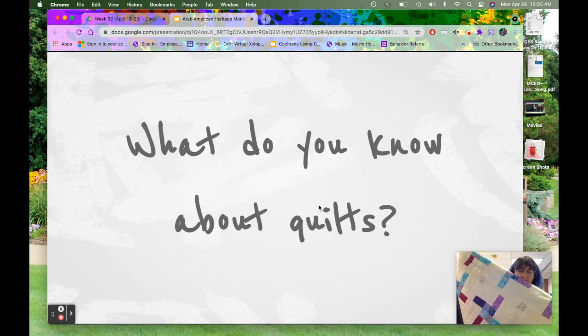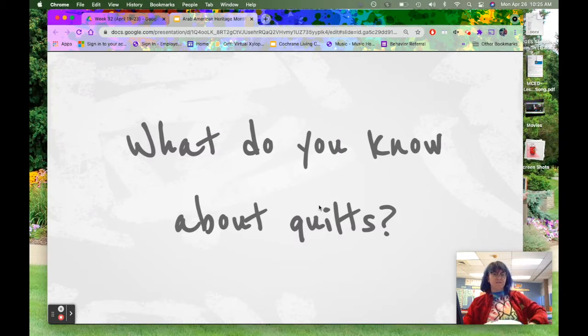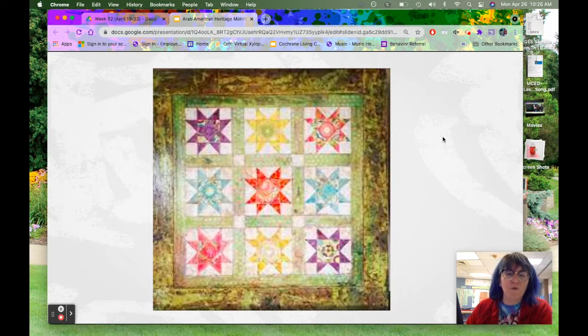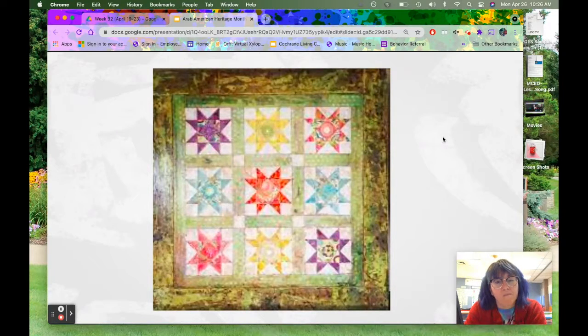So here's a quilt that I have. I know it's hard to see. So let's look at a couple quilts and see what we notice. What do you notice about this quilt? Yeah, there's lots of different colors. Yeah, this kind of almost star-like shape is repeated a lot, right? They make one square here, and then they do the same thing in a bunch of different squares.